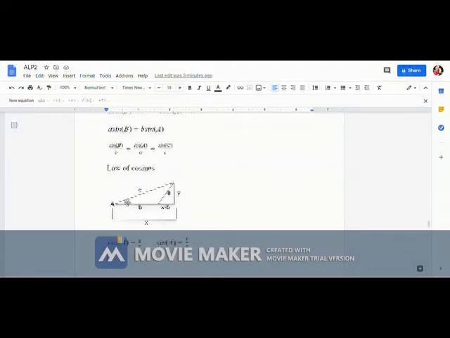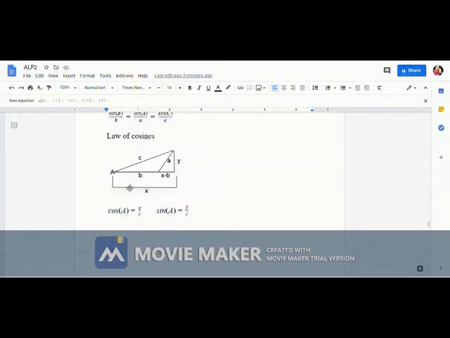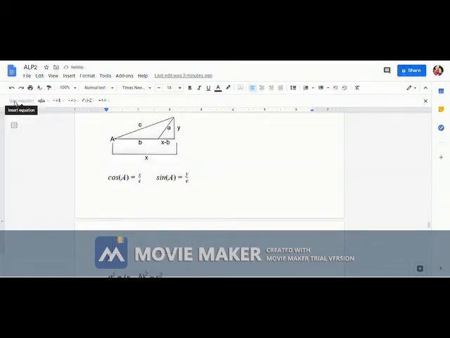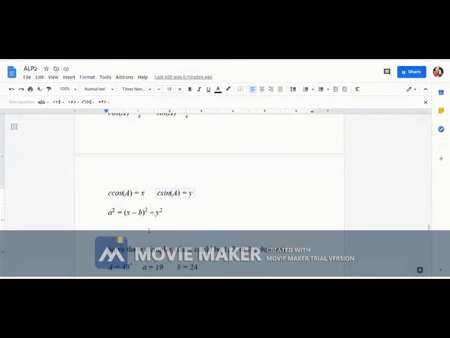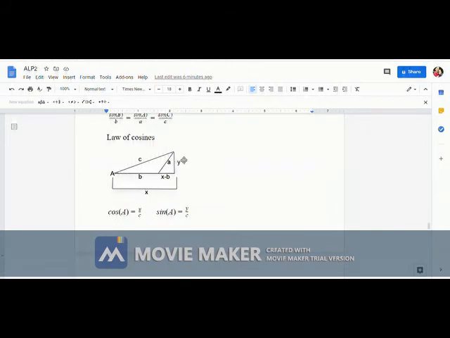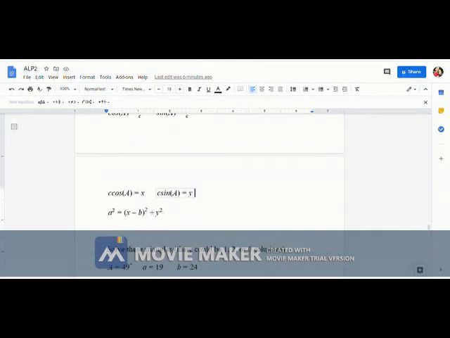Okay, so we can do the same thing that we did up here of using algebra to move that denominator over to the other side. So c cosine a equals x, and c sine a equals y. And now we can use that in conjunction with what we found from the Pythagorean Theorem up here to prove the law of cosines.